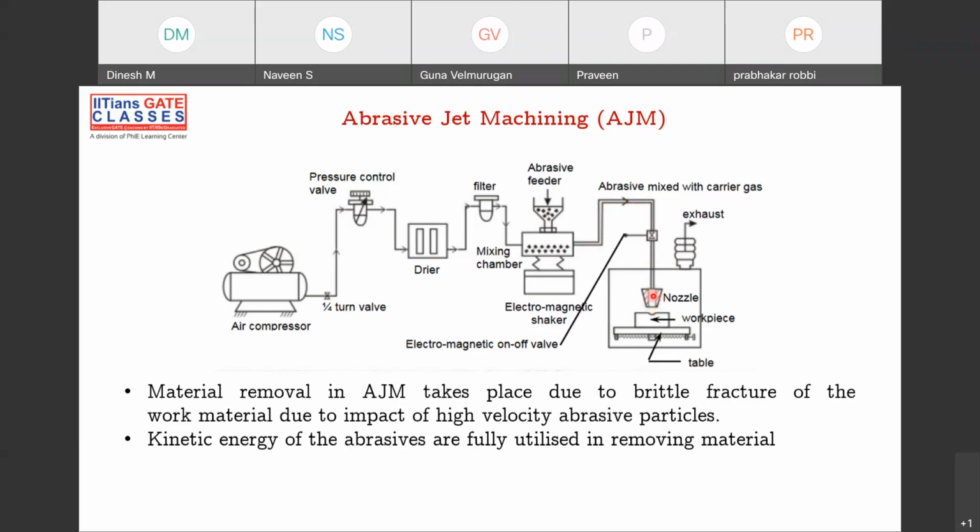Nozzle, what does the nozzle do? It will convert the pressure energy into kinetic energy, right? So this pressure energy is converted into kinetic energy at the tip of your nozzle. And that kinetic energy, who is getting it? Abrasive particles are getting kinetic energy. In the sense, what is kinetic energy? Velocity. So abrasive particles have a good amount of velocity. Abrasive particles have some mass into velocity, momentum.